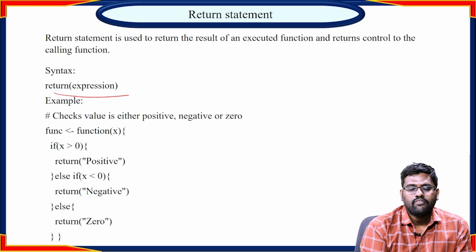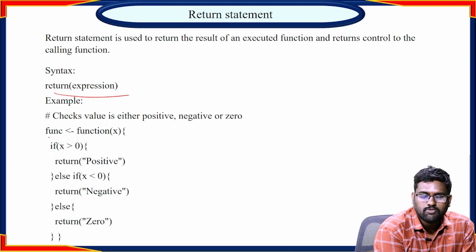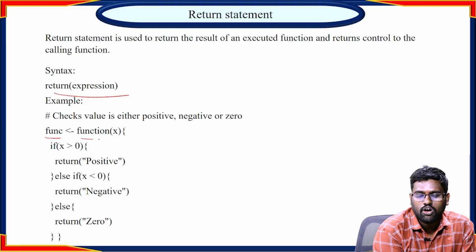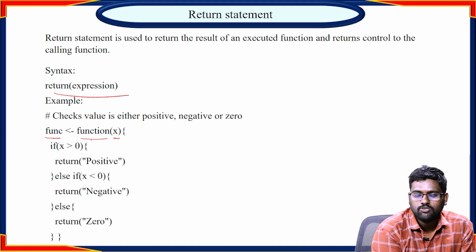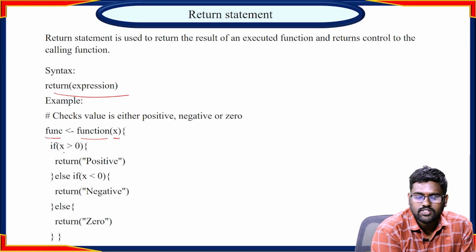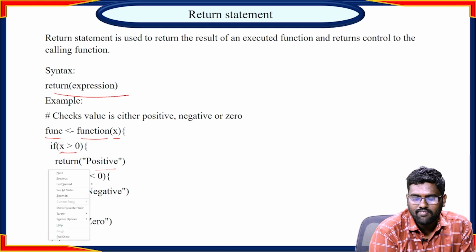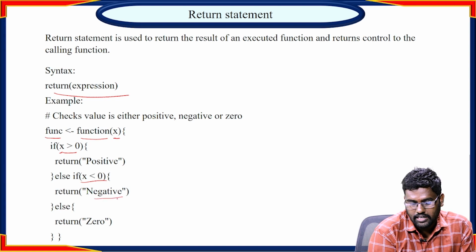Now here I will check one function first. The syntax is variable name tends to function of variable name. So our function name tends to function of x, where x is our variable name. If the given condition is greater than 0, it returns positive. If it is less than 0, it returns negative. If it is not greater than 0 and not less than 0, then they need to return 0.